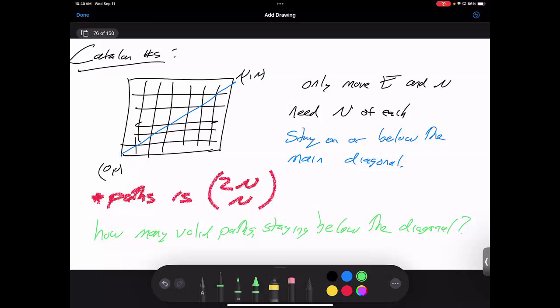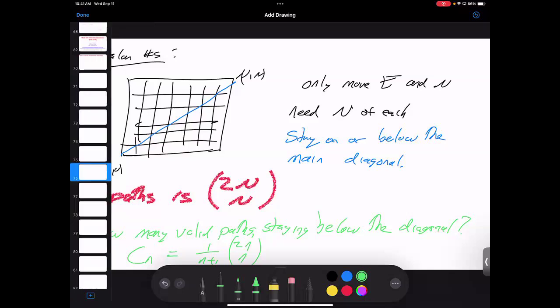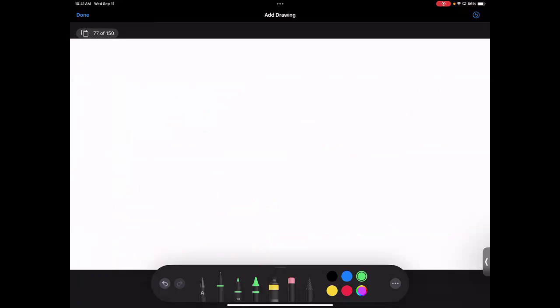Unfortunately, they normally use Cn to be the number of paths, and it can be shown that this is 1 over n plus 1 times 2n choose n. It's at least reasonable. It's less than the total number of paths. Good, I shouldn't have more paths when I add a restriction. And the reason I want to show you this is it introduces another really good concept in problem solving: auxiliary quantities.